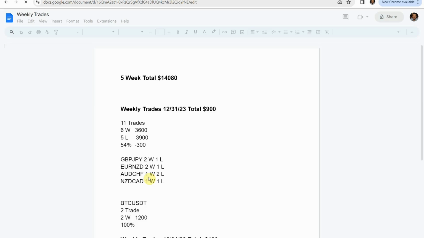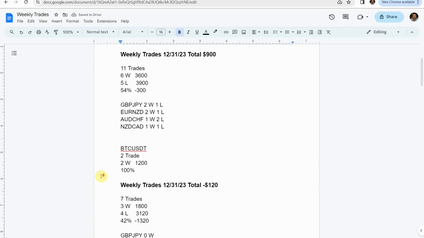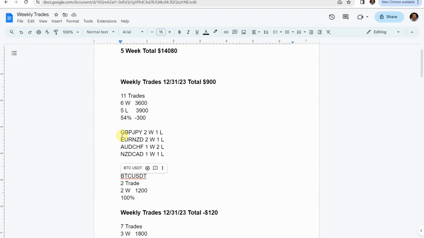Let's go ahead and go over the weekly signals here. And so this is the signals each week using the Academy of Forex strategy. It is on these 4 Forex pairs and this one crypto coin. And so for last week, the Forex pairs did 11 trades altogether. They had 6 winning trades and 5 losing trades, putting it at a 54% win rate. And that's a drawdown of $300. On the crypto coin, we had 2 trades, 2 winning trades, a 100% win rate, and a gain of $1,200. So in total, the gain for the week would have been $900 altogether.